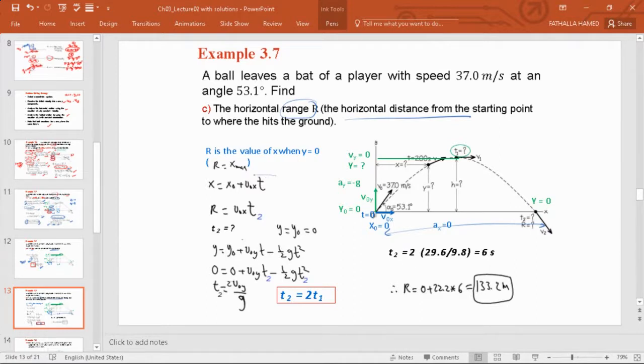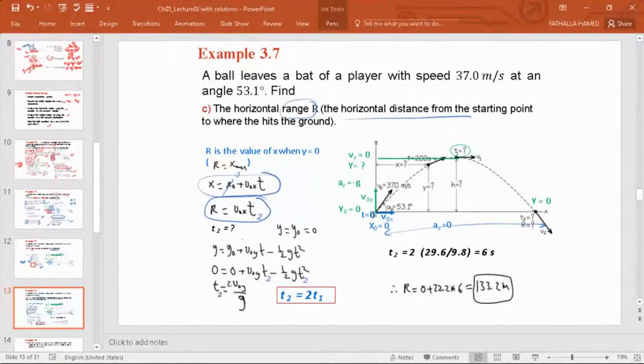You know that x is equal to x0 plus v0x t. Now your x0 is equal to 0. So your r will equal the v0x times t. And we put 2 here just to indicate that it's the time to reach this point here.